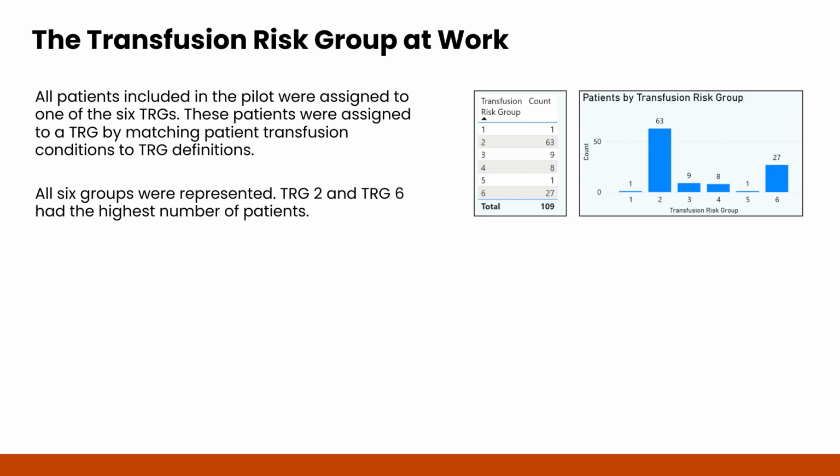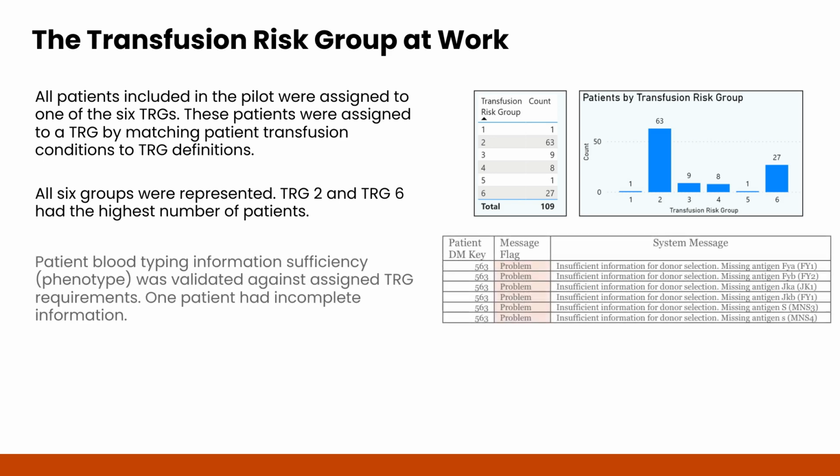TRG2 and TRG6 had the highest number of patients. Patient blood typing information sufficiency, phenotype, was validated against assigned TRG requirements. 1 patient had incomplete information.